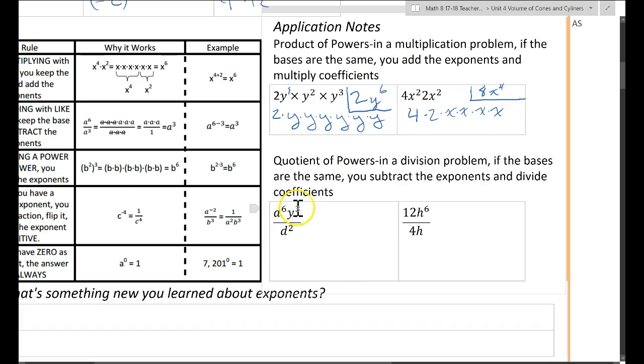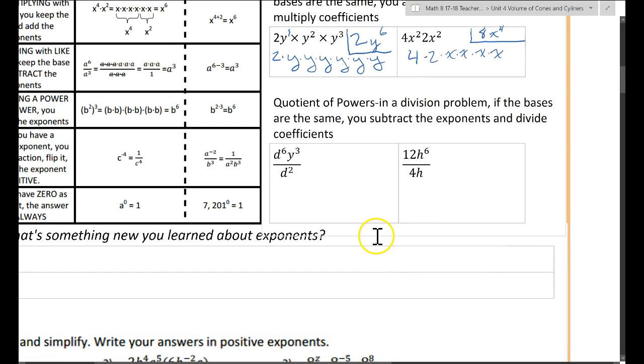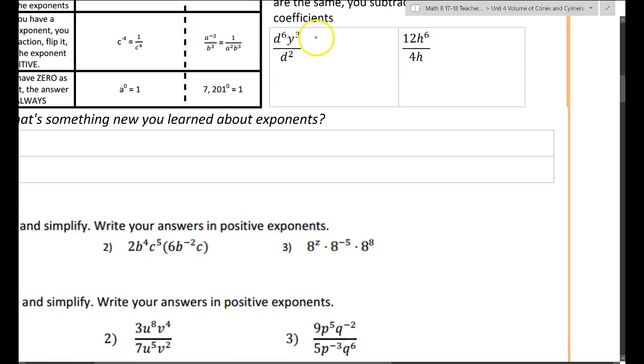And the same thing happens when you're dividing exponents over here. I say, okay, well, let's write this out. D, D, D, D, D, D, that's 1, 2, 3, 4, 5, 6, and Y, Y, Y. And then I have 2 d's down here. 2 of these cancel out, and I'm left with 4. So I get d to the 4th, y to the 3rd, because there's nothing left for those y's to cancel out with.